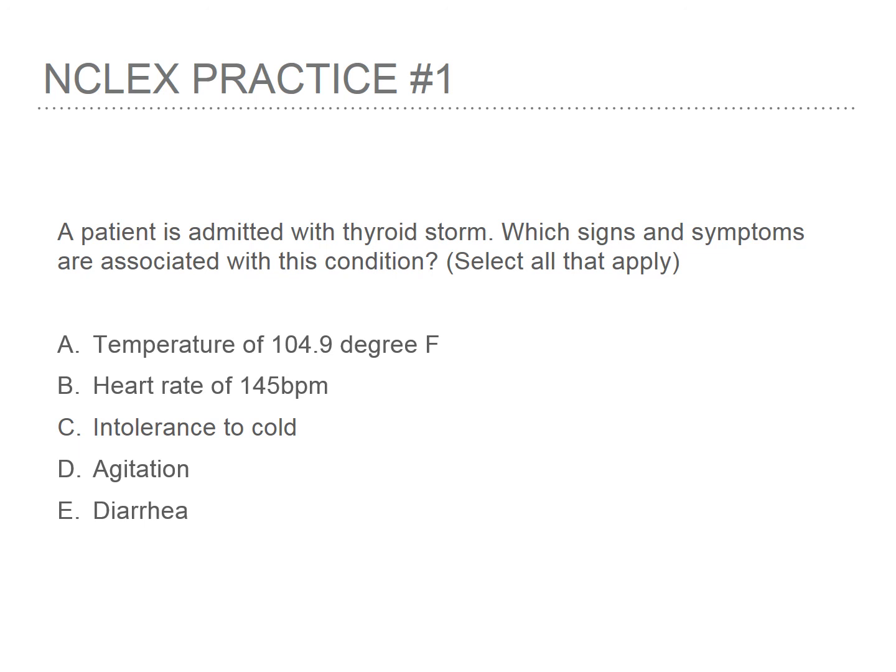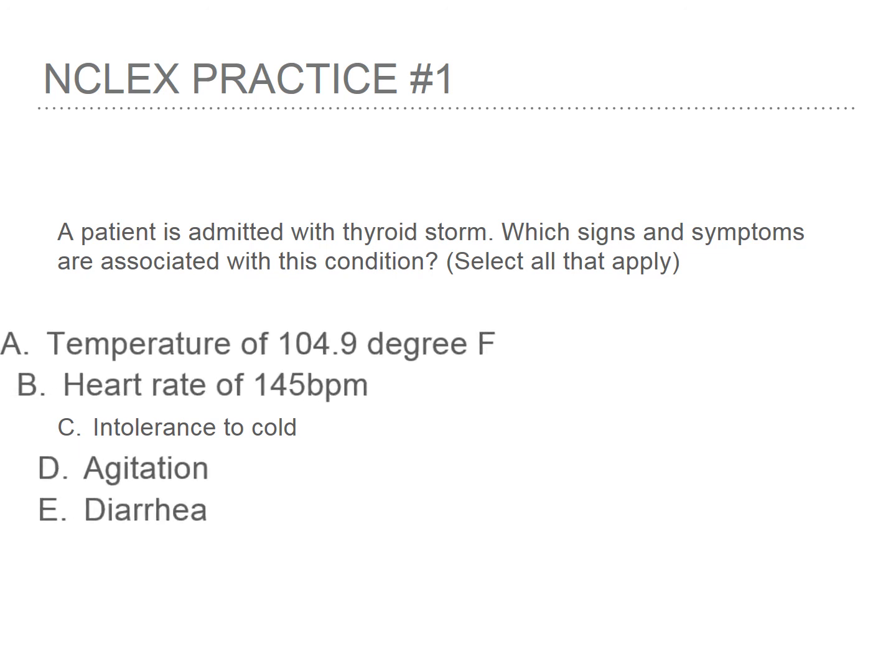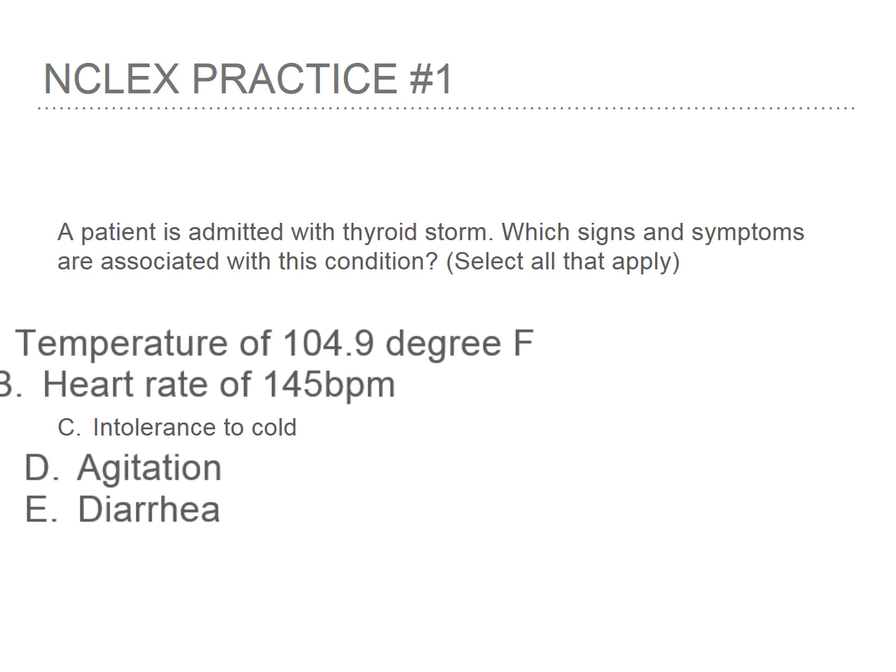So it's going to be A, B, D, and E. Remember, thyroid storm is associated with hyperthyroidism, so metabolism is heightened. Everything's accelerated, everything's faster, everything is more severe. So they're going to have high temps, high heart rates, they're going to be agitated, restless, confused. They're going to have hypermotility of the bowels, meaning more frequently having diarrhea. So it's your severe hyperthyroidism clinical manifestations.